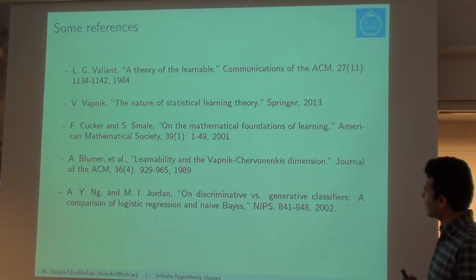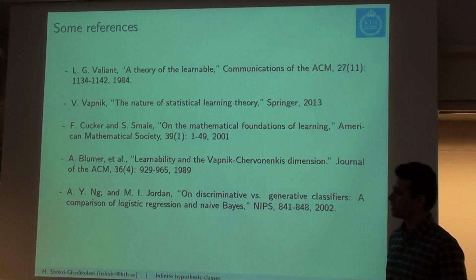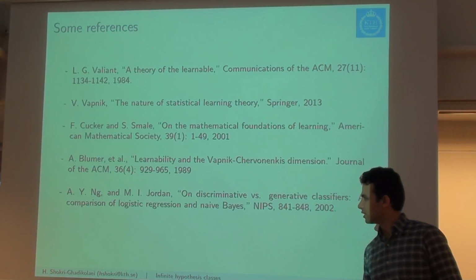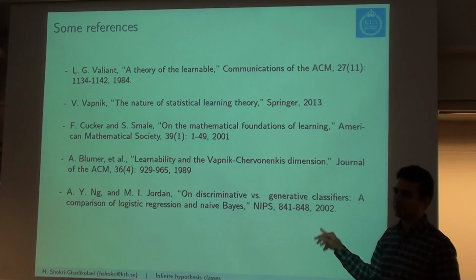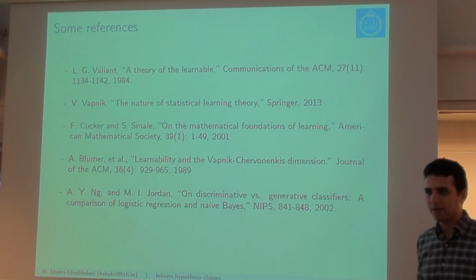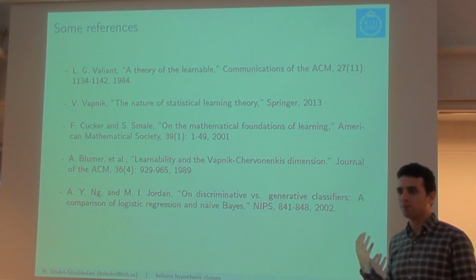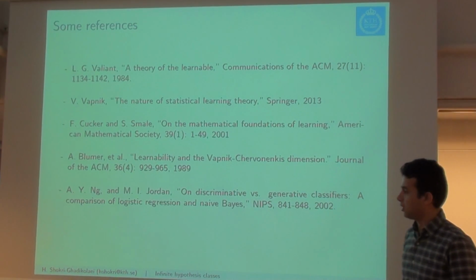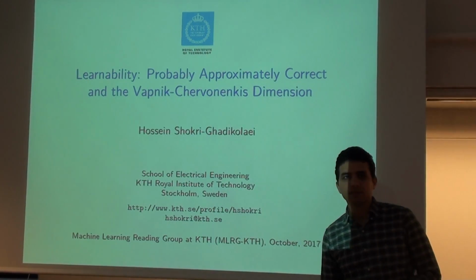The third one is a very nice paper, a little bit hard to read, about learnability and the VC dimension, and it was one of the references for this talk. And the last one is about discriminative and generative classifiers. They say that in many situations, generative classifiers, where you don't optimize over H directly but try to learn the joint distribution P and then infer some probabilistic H from it, work better than discriminative ones, which is very nice. That's it. Any questions?